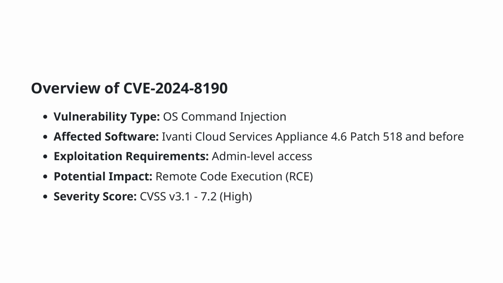This vulnerability pertains to an OS command injection flaw within the Ivanti Cloud Services Appliance, specifically affecting version 4.6 patch 5.8 and earlier. Exploiting this vulnerability requires admin-level access, which means that attackers must have privileged credentials to succeed. If successfully exploited, this could lead to remote code execution, allowing an attacker to run arbitrary commands on the affected system. The vulnerability has been assigned a CVSS v3.1 severity score of 7.2, categorizing it as high risk. This ranking indicates the significant potential impact of an exploit, highlighting the importance of securing affected systems promptly.